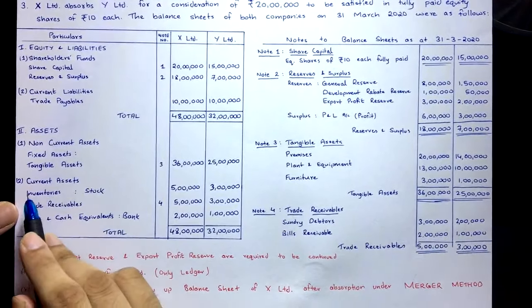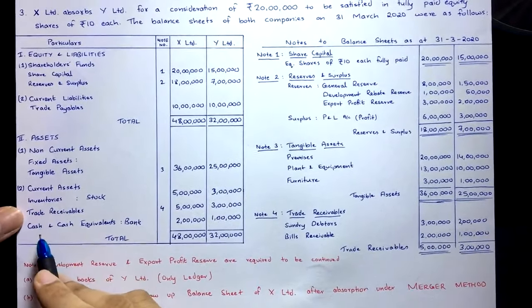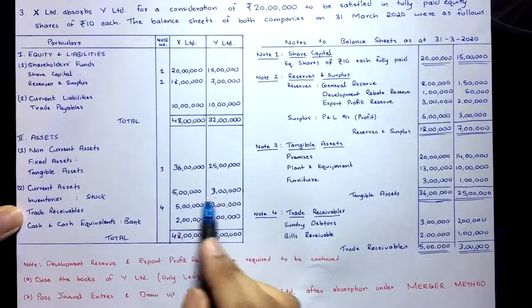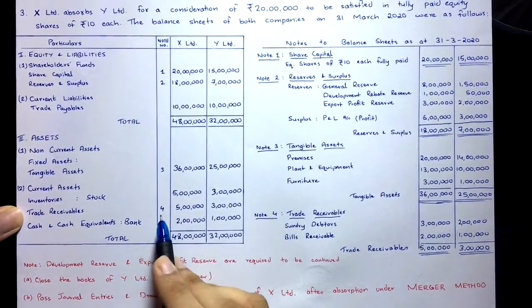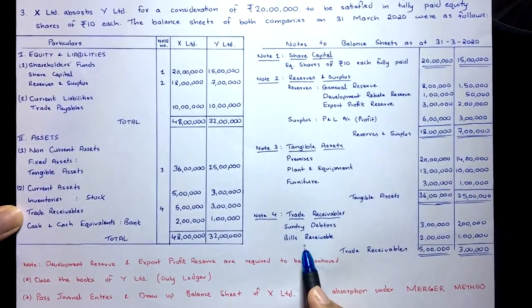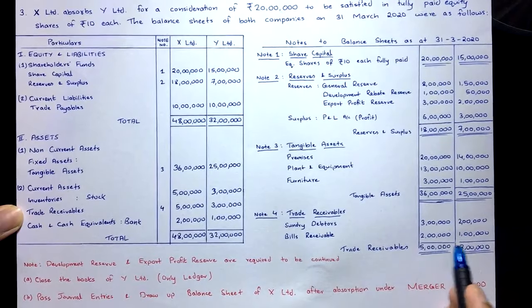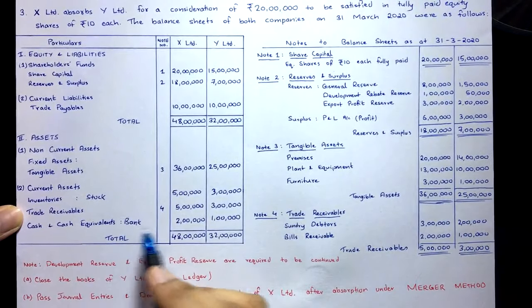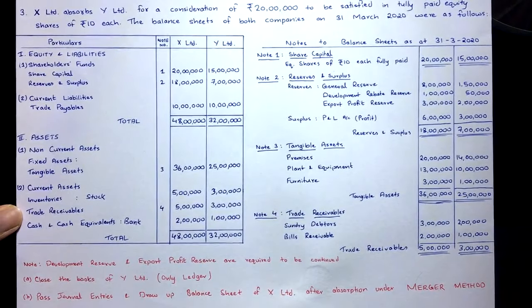And then, next, current assets: inventories, trade receivables, cash and cash equivalents. Here, inventory stock is 5 lakh and 3 lakh. Trade receivables, note number four: sundry debtors and bills receivable are 3 lakh, 2 lakh, 2 lakh, 1 lakh. Fine. And then cash and cash equivalents, bank balance is 2 lakh and 1 lakh. So see here, this is the balance sheet.